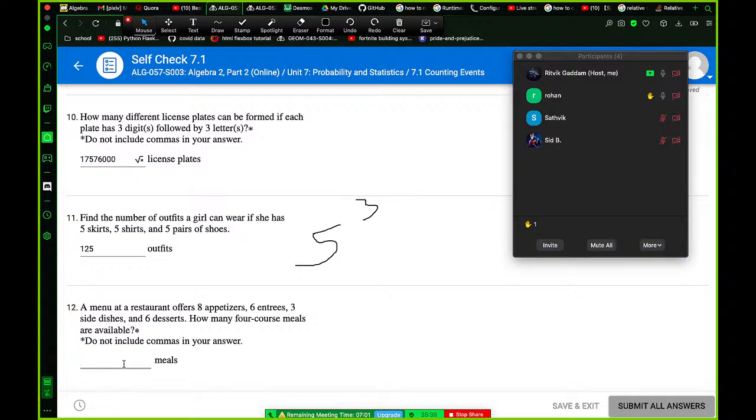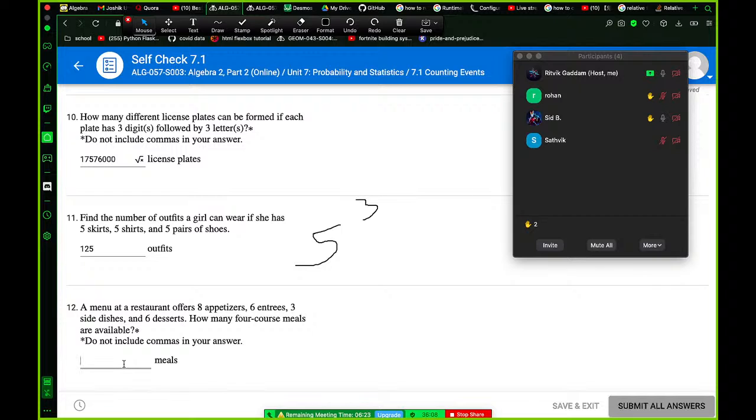Rohan, what are you saying? Yes, that's what we're about to do now. A menu at a restaurant offers 8 appetizers, 6 entrees, and 3 side dishes, and 6 desserts. How many 4-course meals are available? If you want to do this one, raise your hand in the participants list. It seems like Rohan wants to do this one. Actually, Sid, you can do this one.